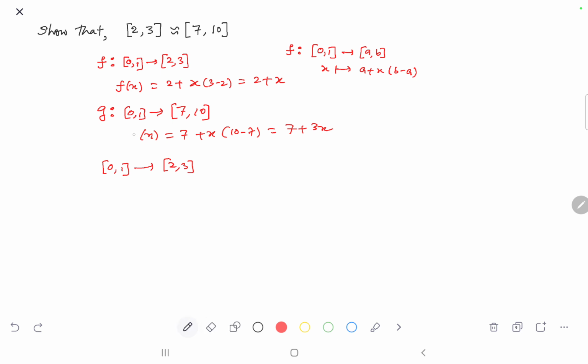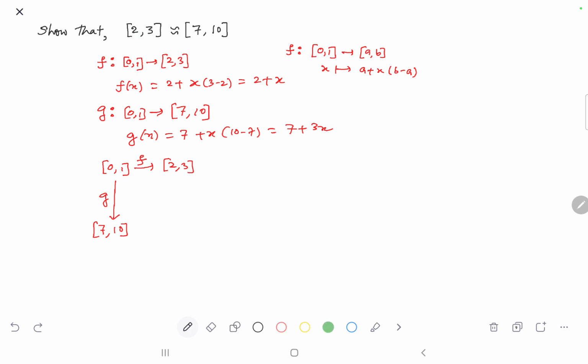This is g of x. We have the bijective map f, right? Now from 0, comma 1 to 7, comma 10, we have a bijective map, G. What we want is 2, comma 3 to 7, comma 10.